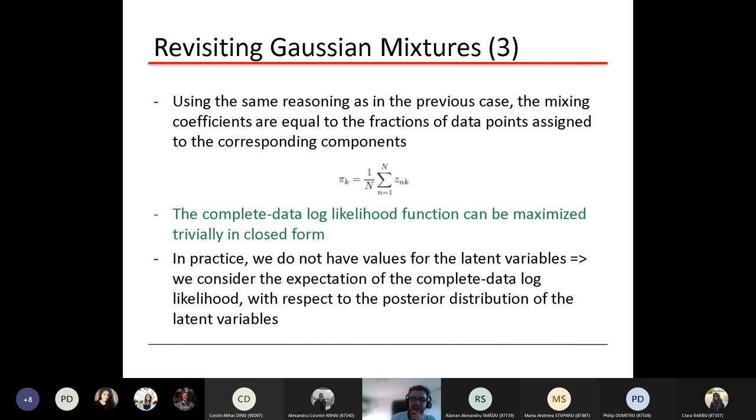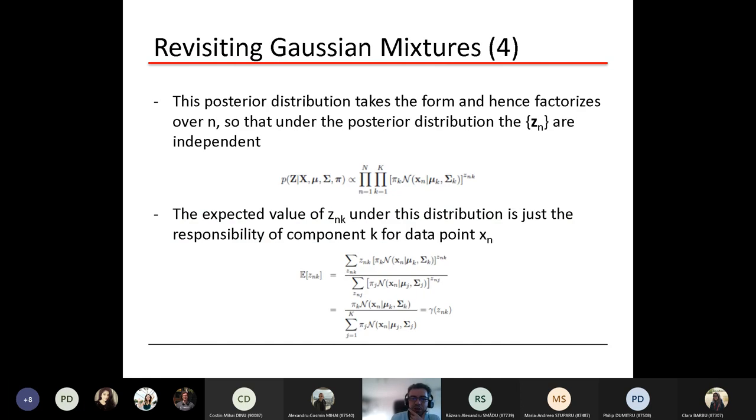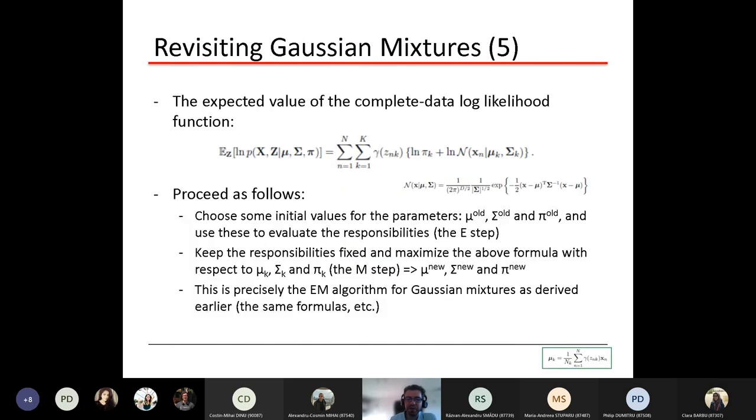So it makes sense. But actually, in practice, we don't have the values for the latent variable. So this would be simple if we had the values for z_nk. But we don't have the values for z_nk. Therefore, in practice, we need to compute the posterior distribution for Z. So we need to compute P of Z given X and all the parameters, theta. And actually, this posterior distribution is the responsibility that we have talked about. So gamma of z_nk is what we need to compute.